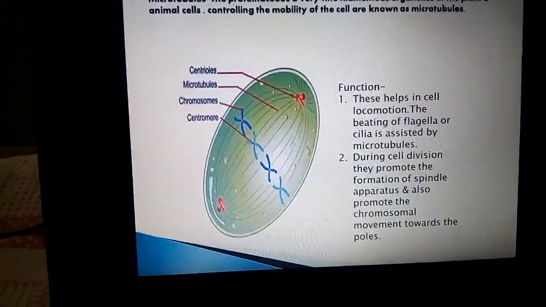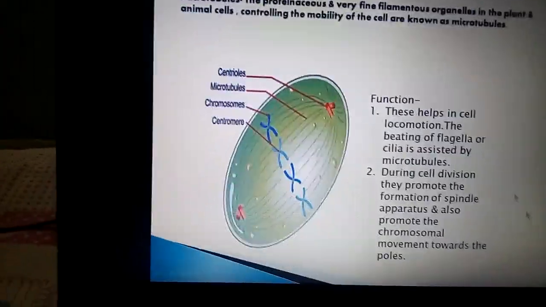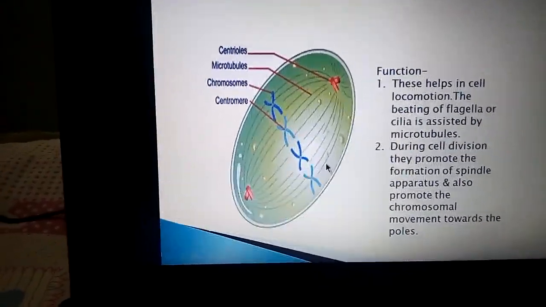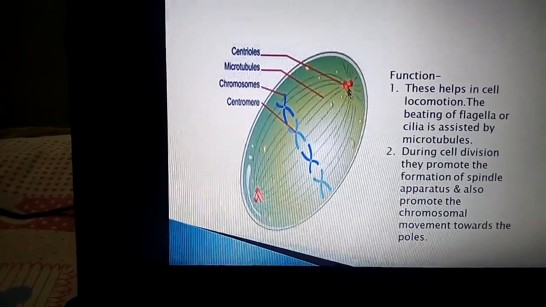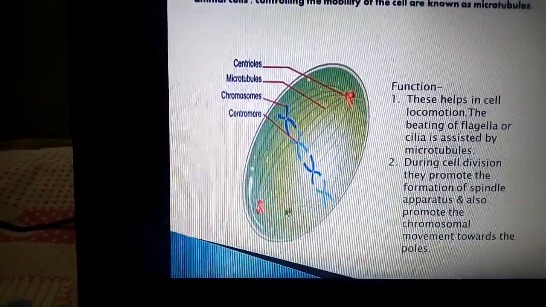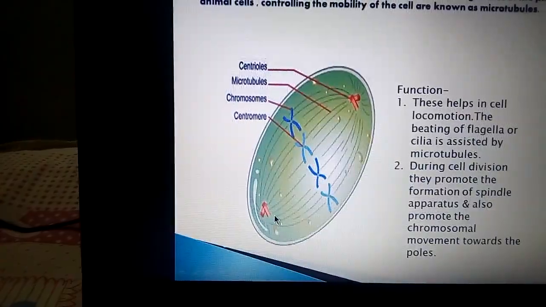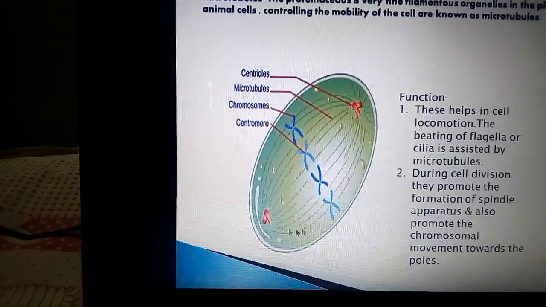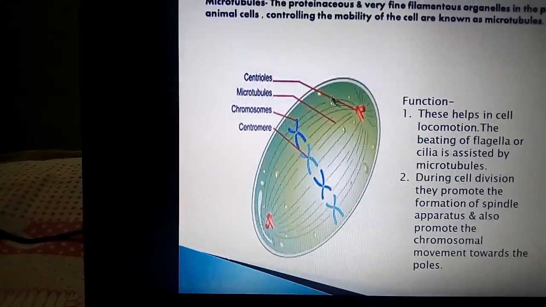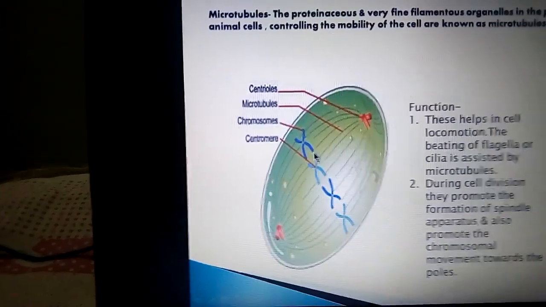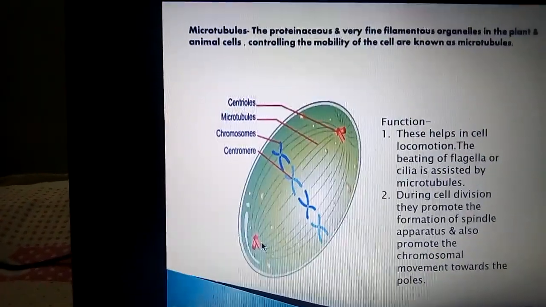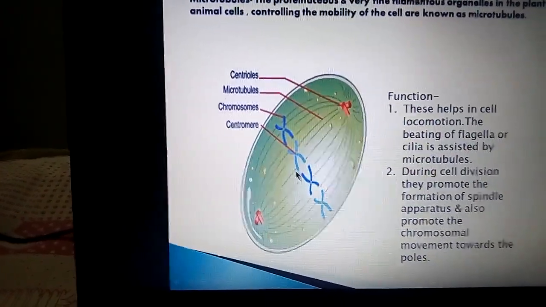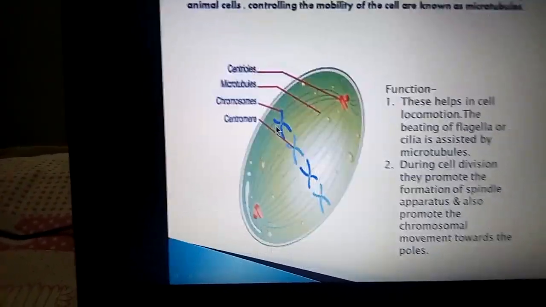During cell division, they promote the formation of the spindle apparatus. The thread-like portions, known as microtubules, from one pole to another pole, bind with the chromosomes. This kind of structure is known as the spindle apparatus. So during cell division, they promote the formation of the spindle apparatus and also promote chromosomal movement towards the poles.